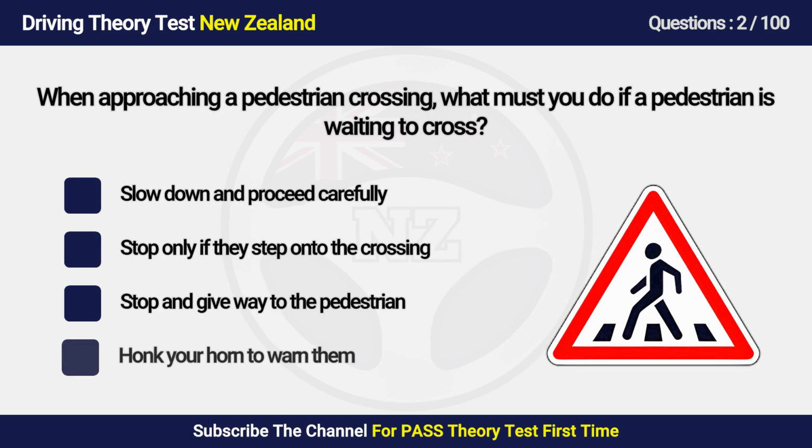Question 2. When approaching a pedestrian crossing, what must you do if a pedestrian is waiting to cross? A. Slow down and proceed carefully. B. Stop only if they step onto the crossing. C. Stop and give way to the pedestrian. D. Honk your horn to warn them.